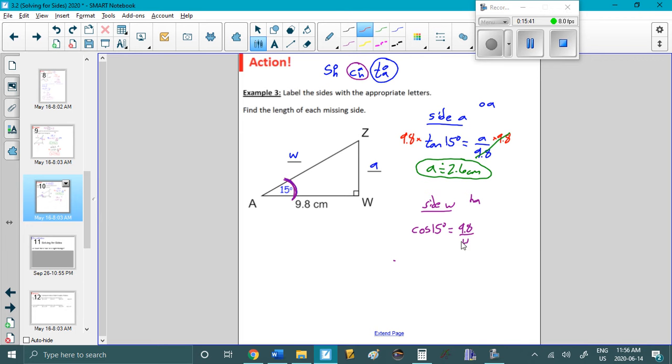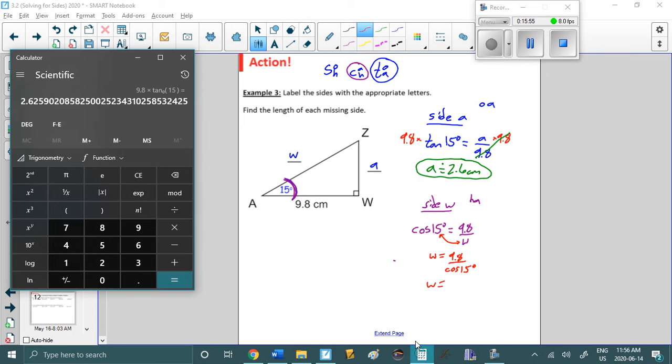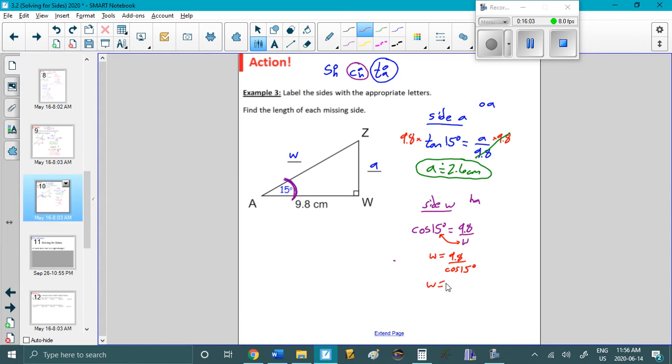So in this case, W's on the bottom, so we have to switch these guys. You might have heard that called cross multiplication. Doesn't matter what you call it, it does work, and I showed you earlier why it works. Okay, so we have 9.8 divided by cos 15, so 9.8 divided by 15 cos on my one-line calculator. I hit equals, and I get W is approximately 10.1 centimeters.